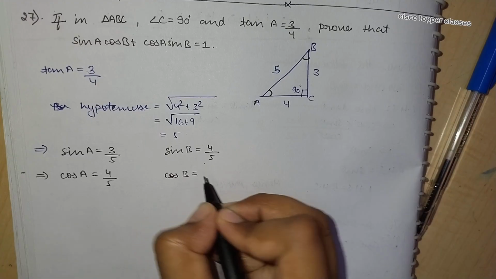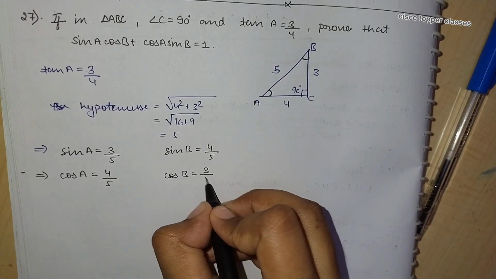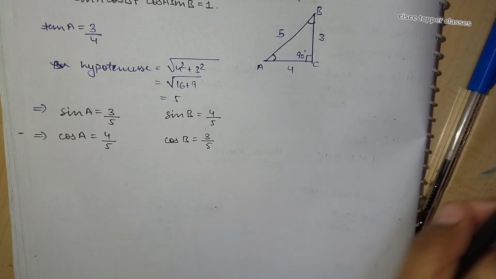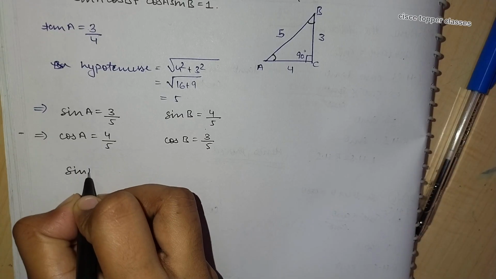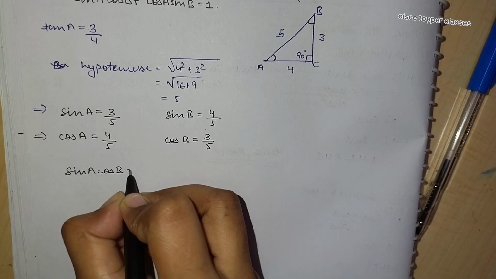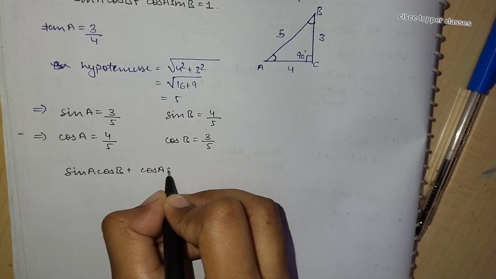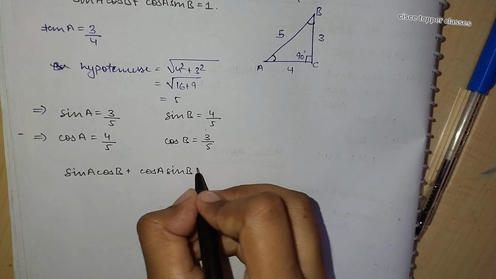And cos B, if we want to write, this will be base by hypotenuse, which will be 3 by 5. So if we put the value here, we can solve here sin A cos B plus cos A sin B equal to 1. We have to prove.